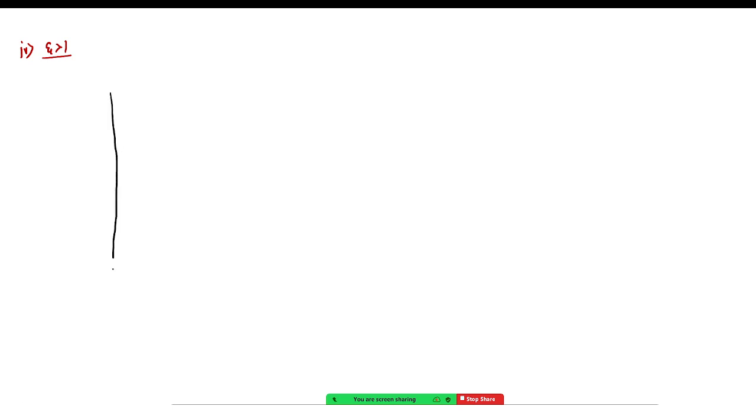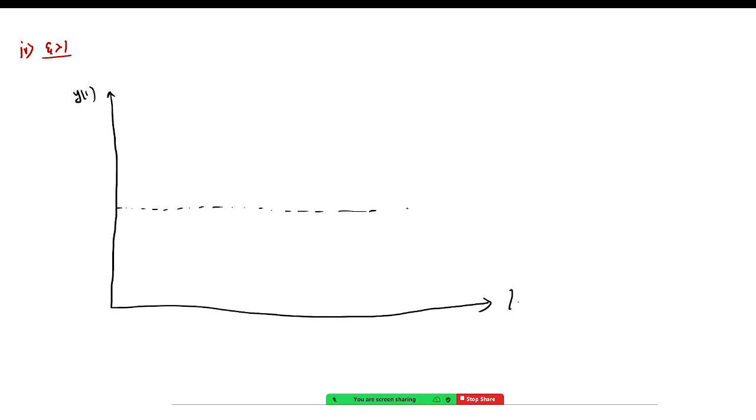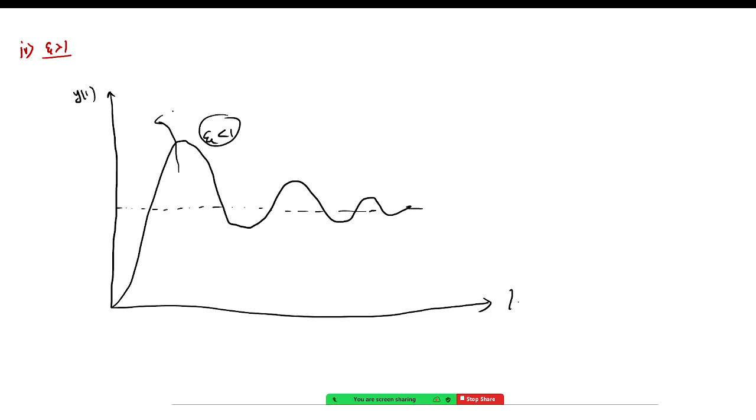So try to understand. I'll plot only one plot of all this. This one is your y(t), this one is your t. When we talk about underdamped, definitely oscillation will be there, right? Here zeta will be less than 1. And when we go from this to this, zeta decreases. So if I want to go from this to this, zeta should increase. Fine.